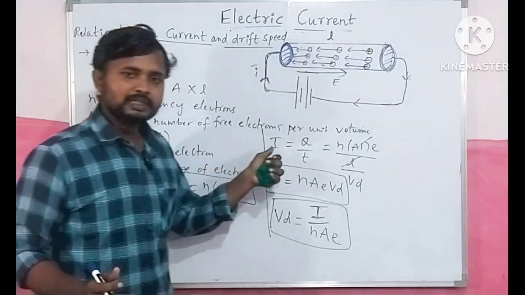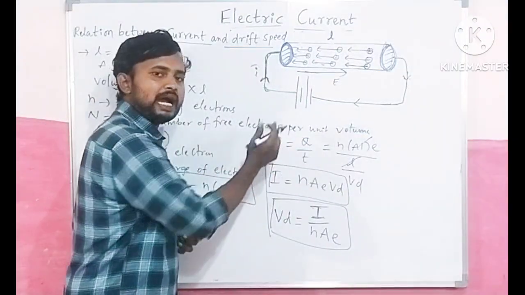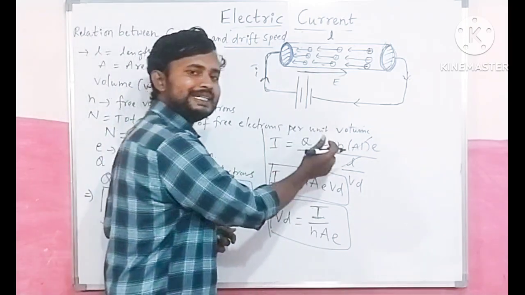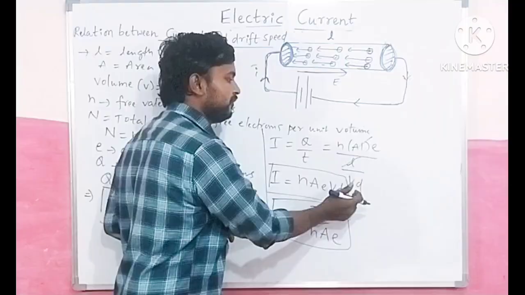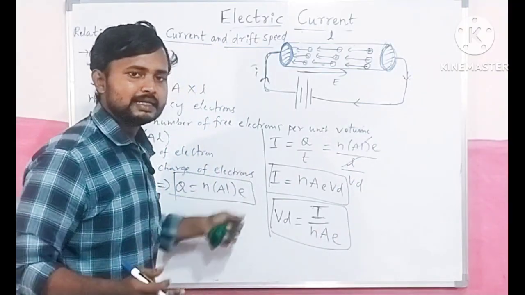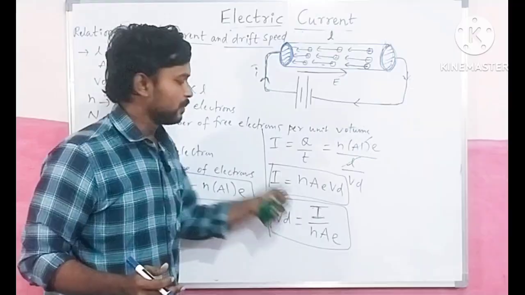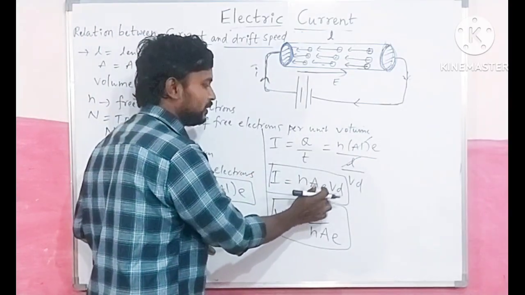When we put this in the formula, current equals charge by time. So the total charge, n into A into L into e, by t, which is L by v_d. Here L gets cancelled. The current in terms of drift speed is I equals n into A into e into v_d.